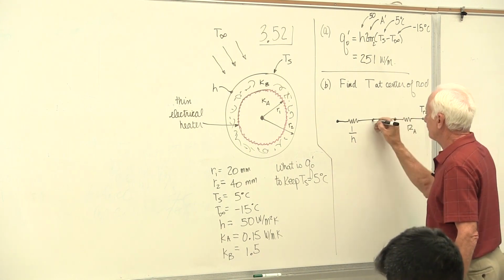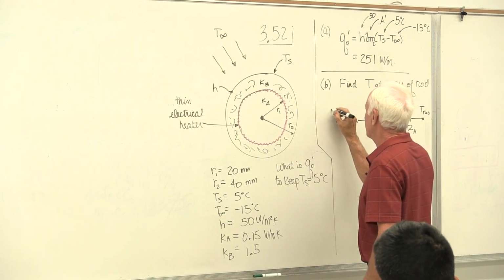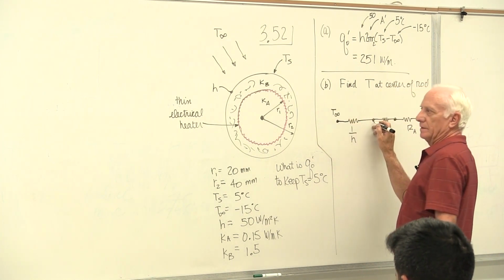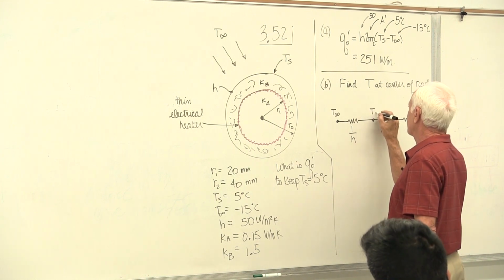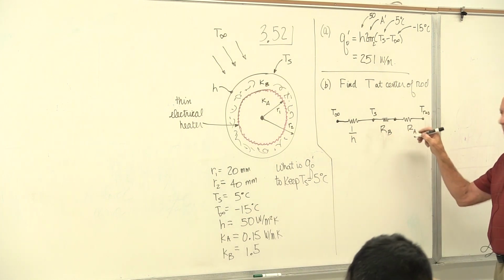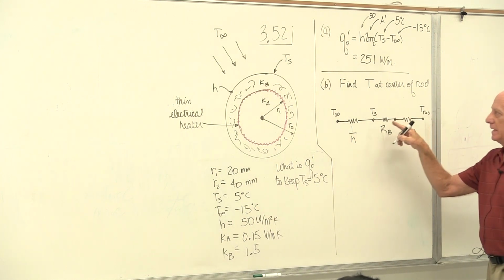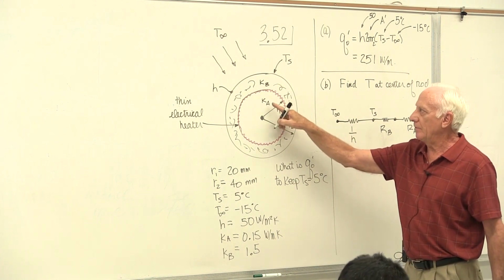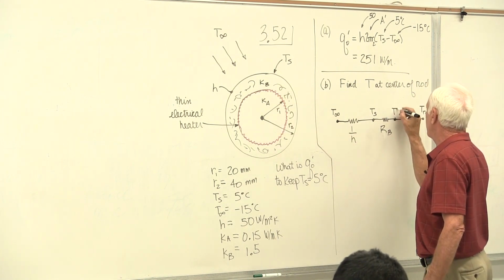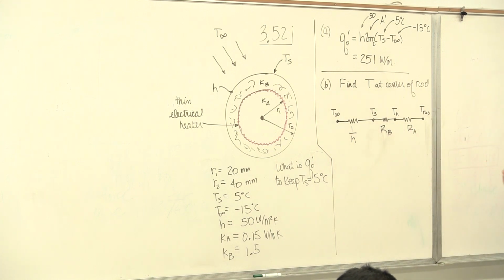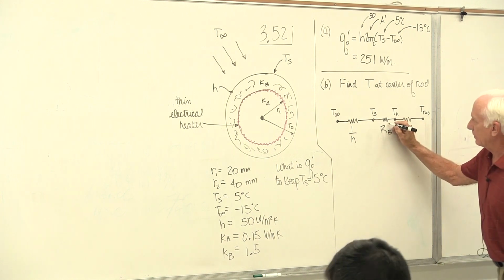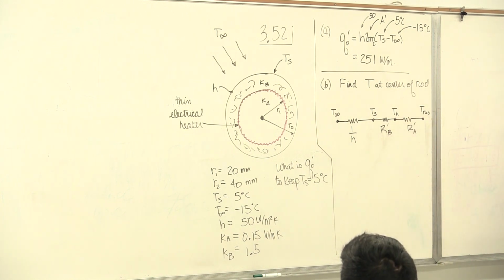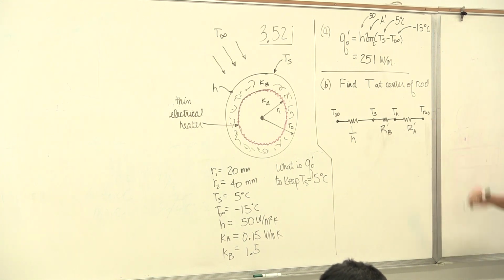This is the outside temperature, T infinity. This is the surface temperature, T_s. I'll give this one a name: this is the temperature where the heater is, the temperature of the heater, T_H. These are primes because they're per unit length. I'm supposed to find T at r equals 0.